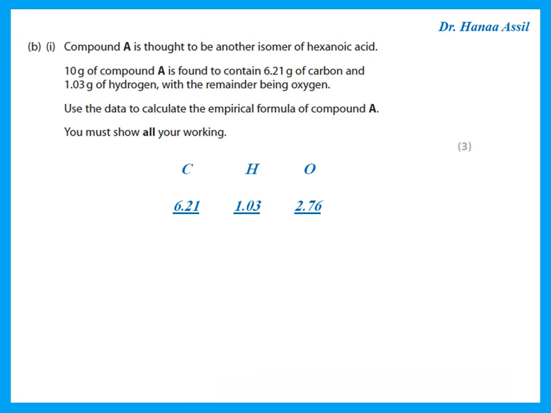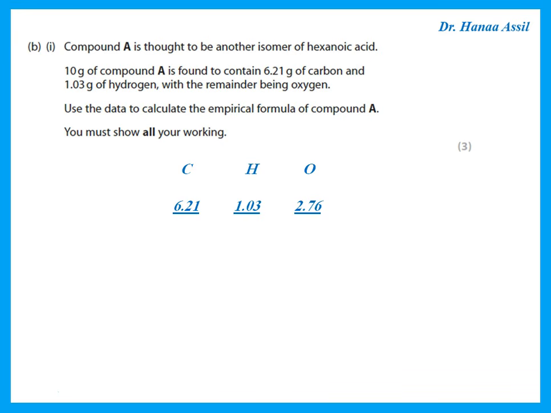We have carbon, hydrogen, and oxygen. The carbon is 6.21 grams. The hydrogen is 1.03 grams. Now, the remainder of the 10 grams, remember he started with 10 grams of the compound, so the remainder of the 10 grams is the amount of oxygen. So that is 2.76.